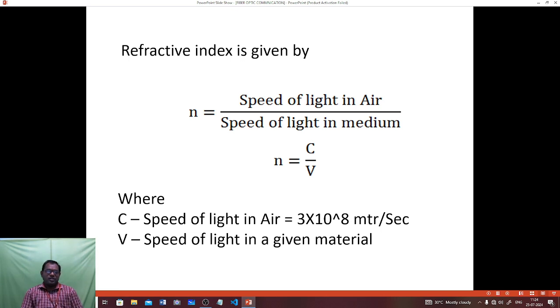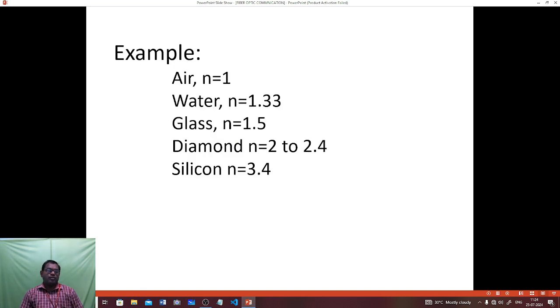The term c represents the speed of light in air, which is equal to 3 into 10 power 8 meters per second, and v is the speed of light in the given material. The material may be air or glass or different kinds of silica materials. So here the example for refractive index: for air, n is equal to 1, that is, the refractive index of air is equal to 1.